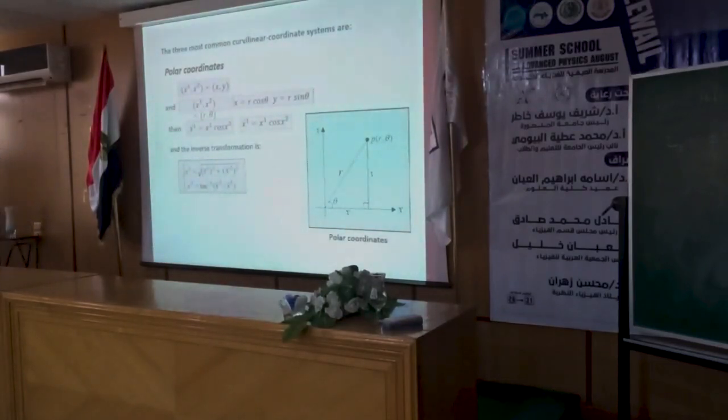Now this is the polar coordinate system. As you know, to determine the position of a point, I use r, theta. And I have a relation between the x component, x equals r cosine theta, and y equals r sine theta.